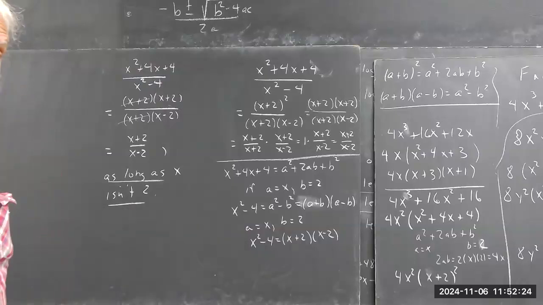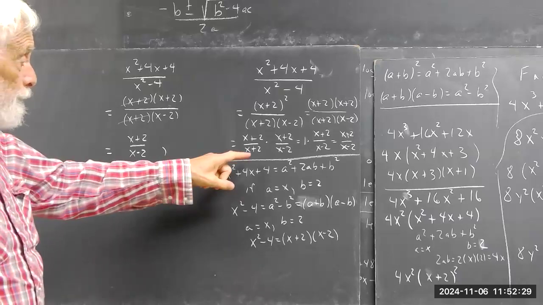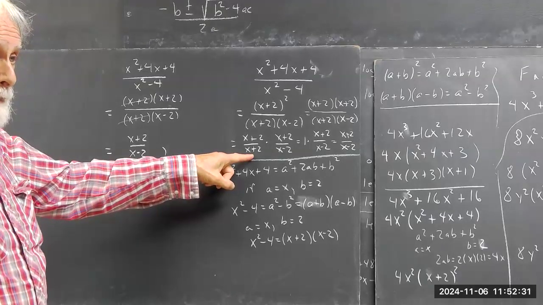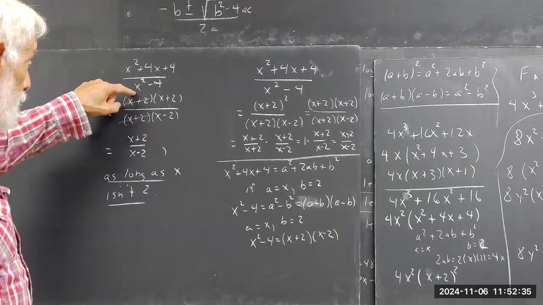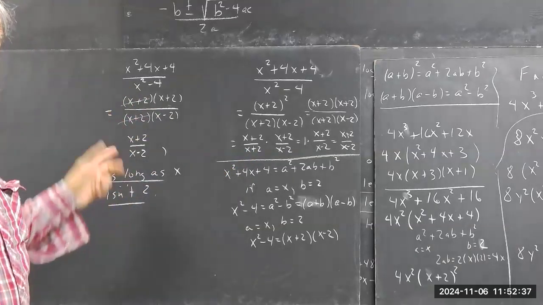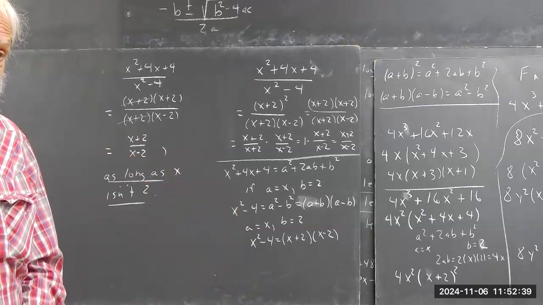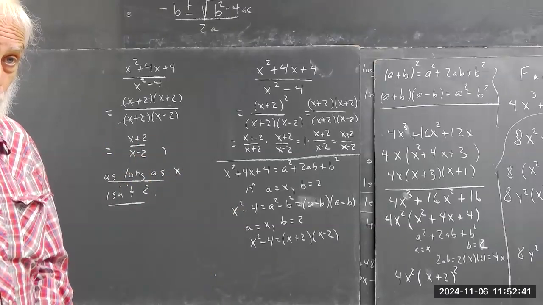If x is 2, then you just divided by 0. Because canceling is dividing this by this. And you're not allowed to divide by 0. It's undefined. Okay.